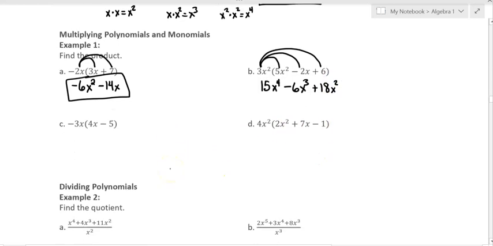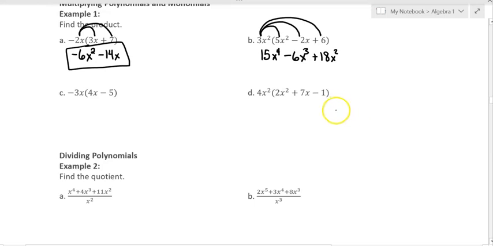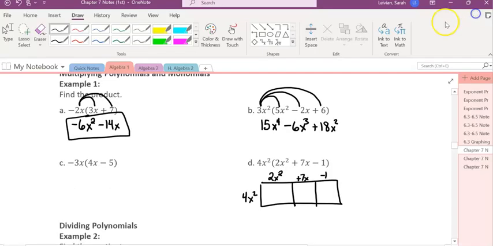Okay, let me just show you real quick. We'll just look at D. Another way you can do this, and it does not matter to me, some people use a box to organize their work, and so they put the monomial out here, the 4x squared, and they put 2x squared plus 7x minus 1 up here. And this is just another way to organize your work. You don't have to do it.